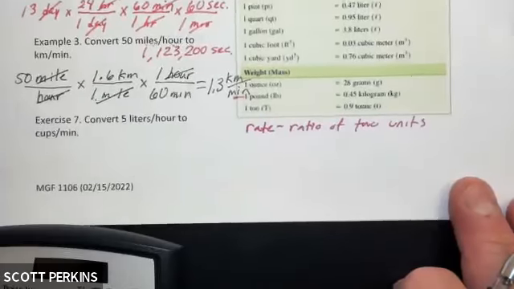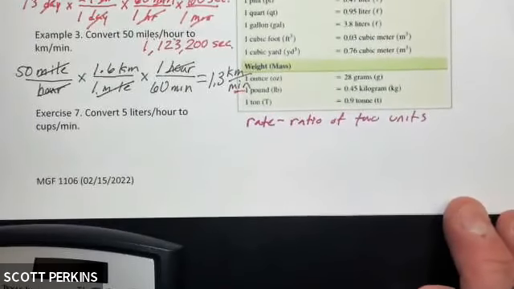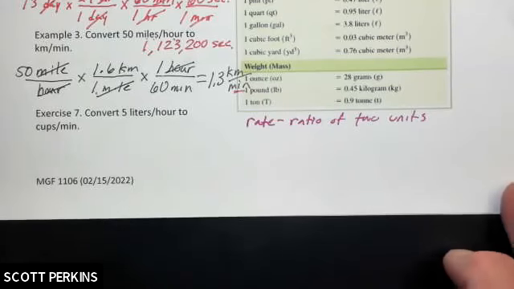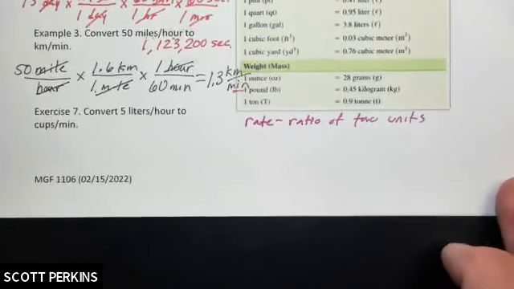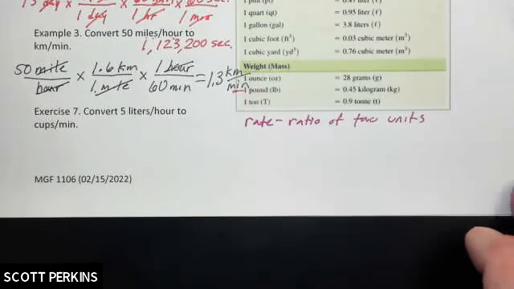All right, the last problem for this sheet is exercise 7. Convert 5 liters per hour, that's what you're starting with, to cups per minute.